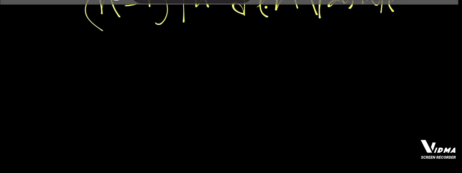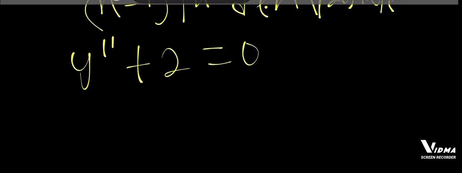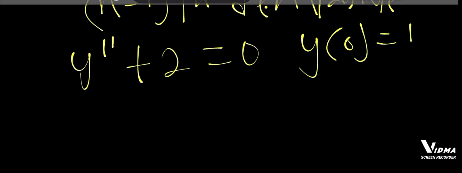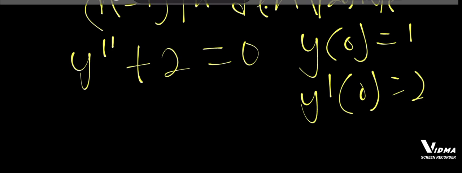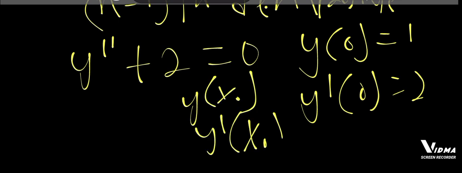If I have a differential equation like maybe y prime prime plus 2 equal to 0, and I'm to give initial conditions on it, I'll have to give from y, maybe y at 0 is equal to 1, and I'll go to y prime at 0 is equal to 2. So my conditions will be what? n minus 1. I'll give from my y at x naught and y prime at x naught.